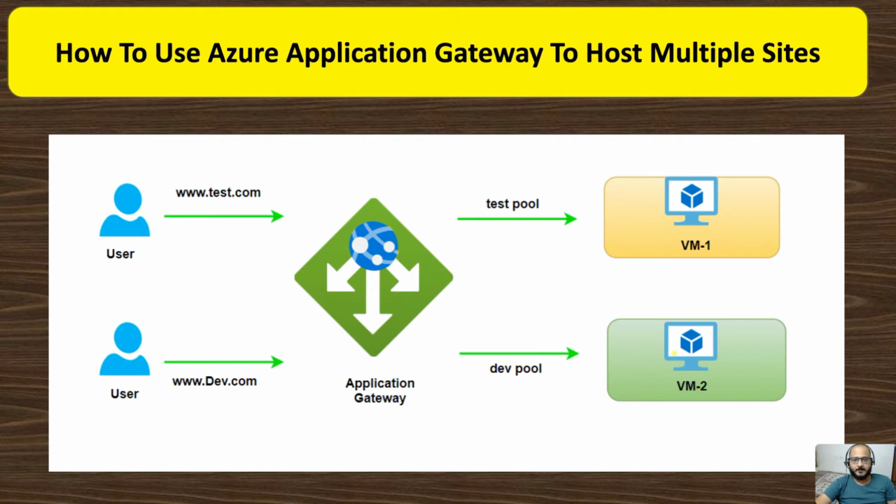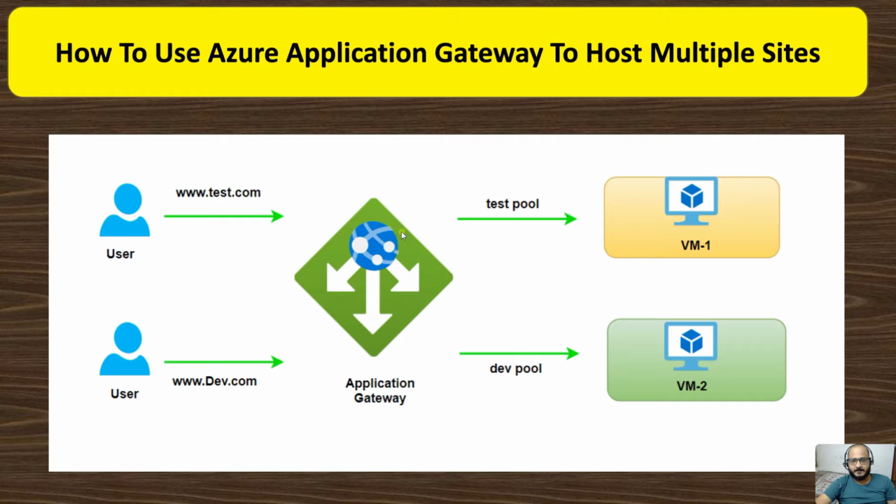So in this video we are going to discuss how we can use Azure Application Gateway to host multiple websites or multiple applications. So let's understand with the help of this particular diagram. For example, I have two applications. One is www.test.com and another application I have is www.dev.com. And I want to access both of these applications using a single application gateway.